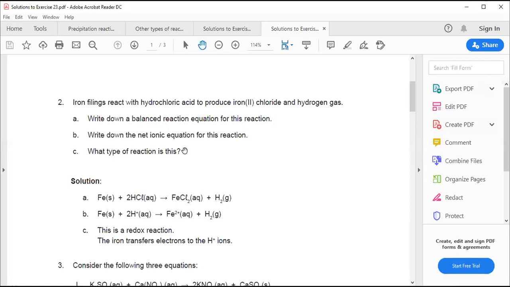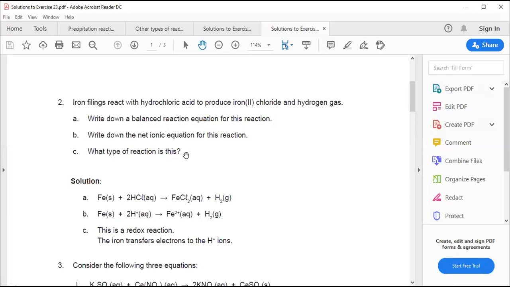Write down the net ionic equation for this reaction. So you're going to check which ones are your spectators, the ones that are not changing. Your Cl is not changing, so you take it out of the equation. You're going to have Fe plus 2H plus to give you Fe2 plus H2. So your Cl is the only spectator here, so you take it out of the equation.